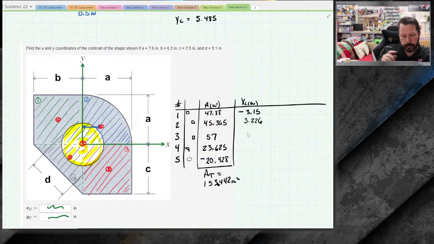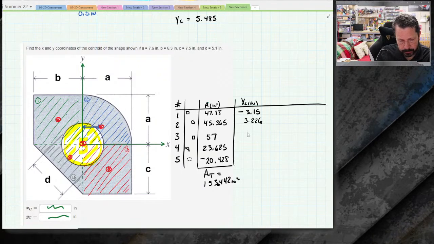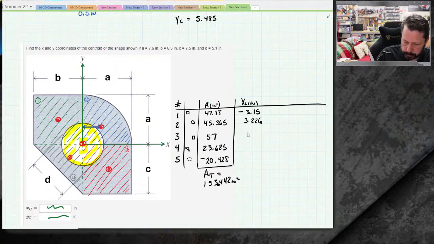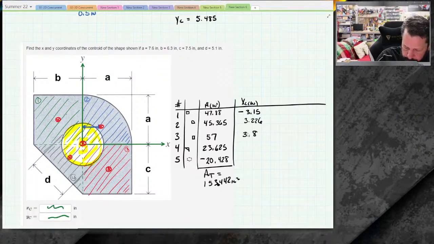Okay. The red one, now I'm back to a rectangle, so it's just a over 2. 7.6 over 2 is 3.8. Is positive.